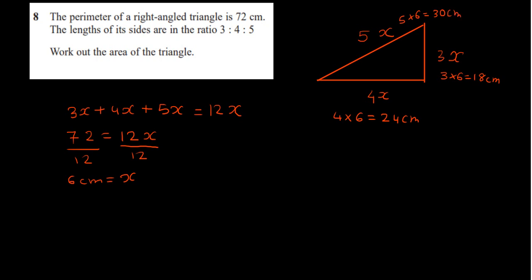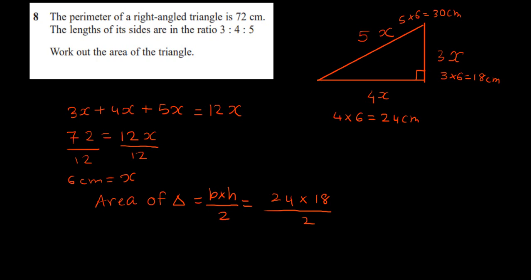Now the right angle is here. The question asks you to work out the area of the triangle, and that's base times height divided by 2. The base and the height have to make a 90-degree angle, so the base is going to be 24, the height is going to be 18, divided by 2. That's in my triangle. It could be different in someone else's triangle, but the numbers would be 18 and 24, either the base being 18 or the height being 18.